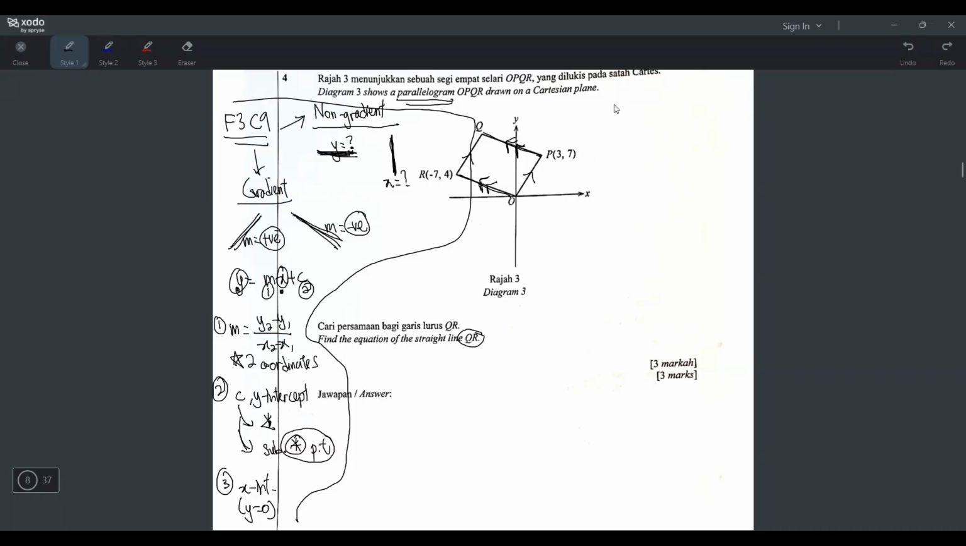Find the equation of QR. So I will do my working here, QR. Let's check first. QR, this line, is it a gradient line or a non-gradient line? It's a gradient line because it's slanted. You can clearly see it's slanted, right? If it's non-gradient, it will be horizontal or vertical, parallel to the x-axis or parallel to the y-axis. But this line is clearly a gradient line, so straight away write y equals mx plus c, because for a gradient line, that's how the equation looks.